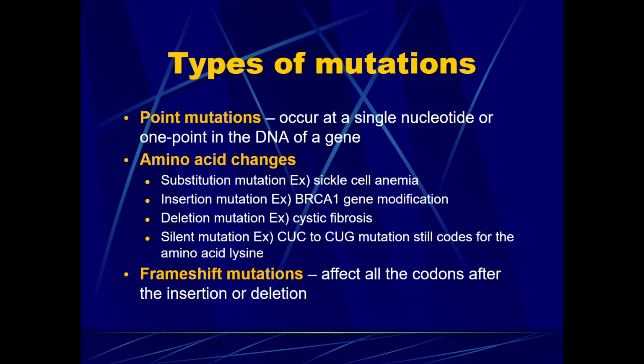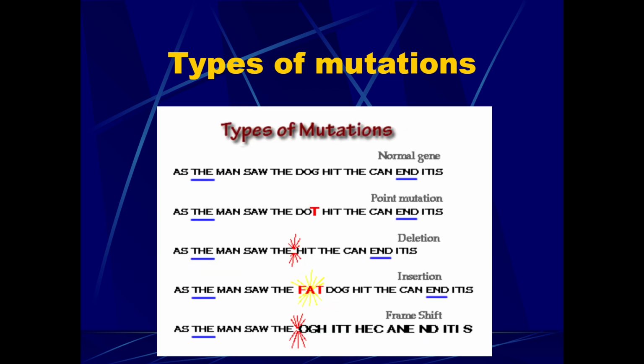Deletion mutation can lead to conditions like cystic fibrosis. An insertion mutation can lead to the turning on of the BRCA1 gene, which increases the risk for breast cancer. And a substitution mutation is generally going to be multiple or at least one different amino acid that can produce sickle cell anemia. Frameshift mutations affect all the codons after the insertion or deletion, so they could be more widespread or detrimental to a genome.